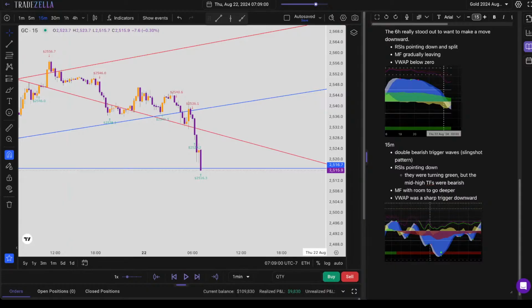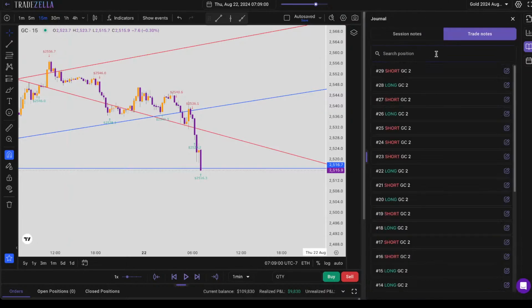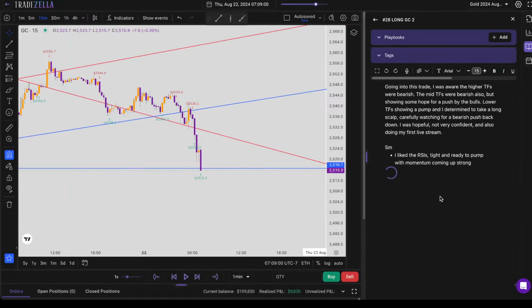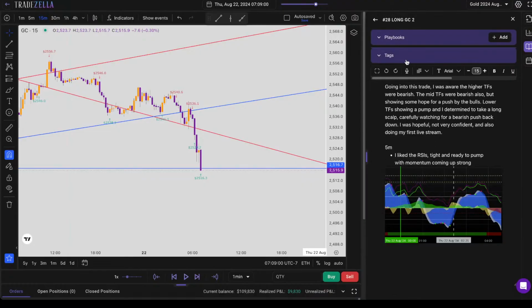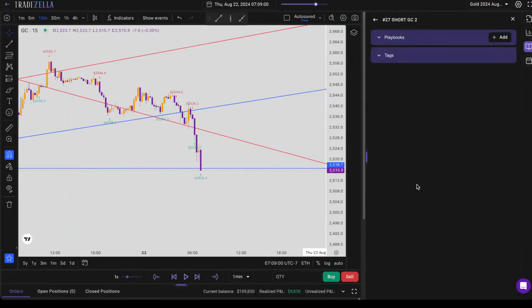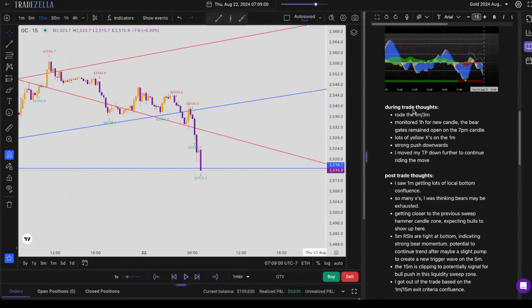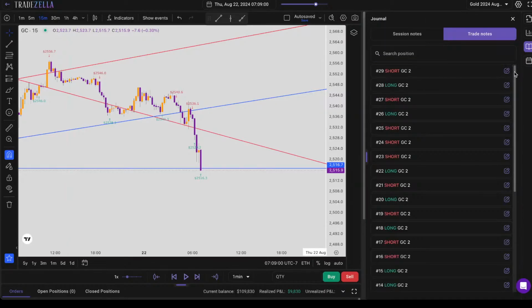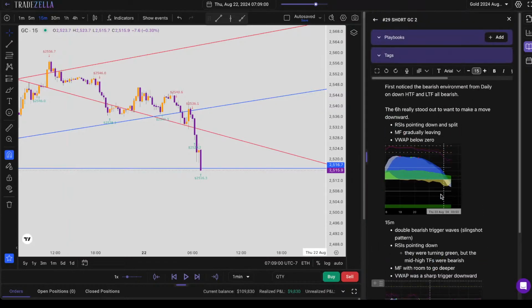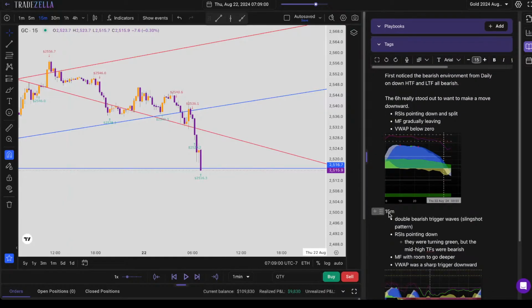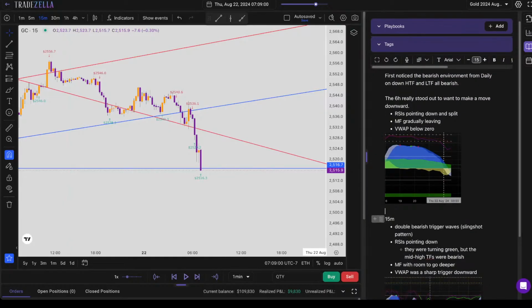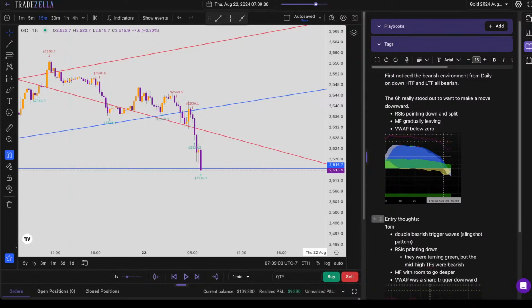Then we're gonna say, what do I say? Do I say thoughts during the trade? Sometimes I forget my language. Entry thoughts, during trade thoughts, post trade thoughts. Okay. So this is entry thoughts.